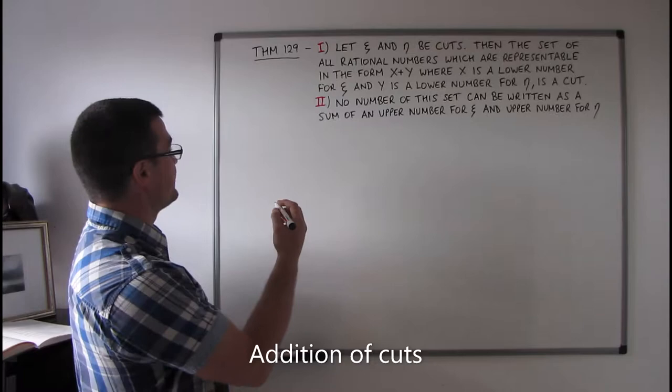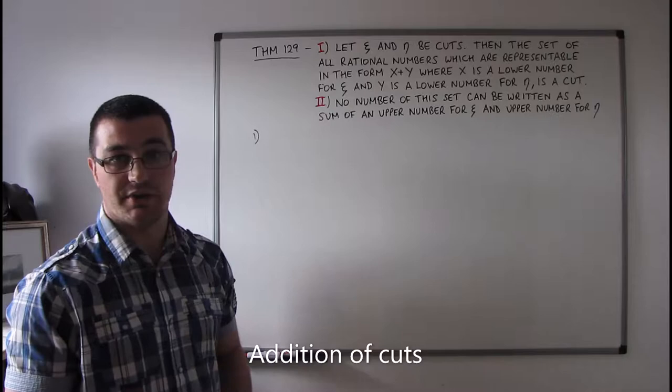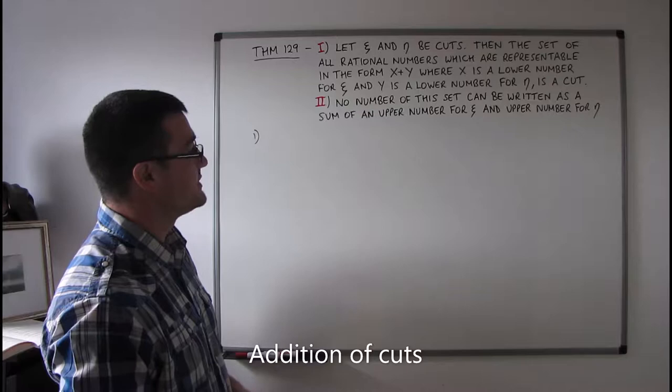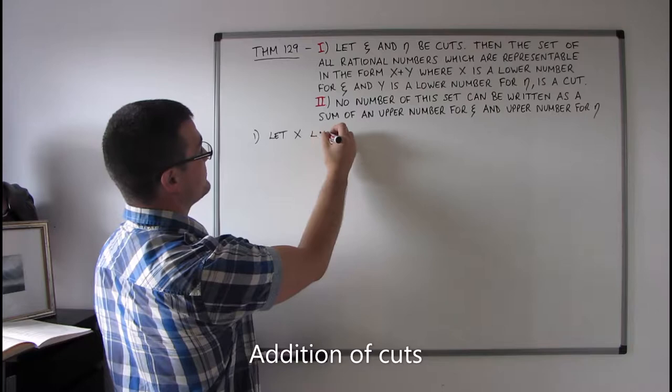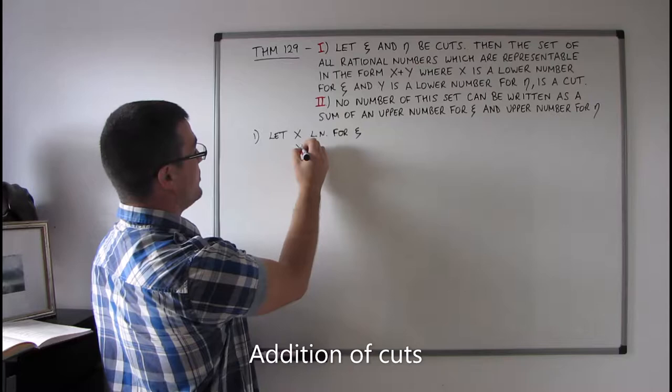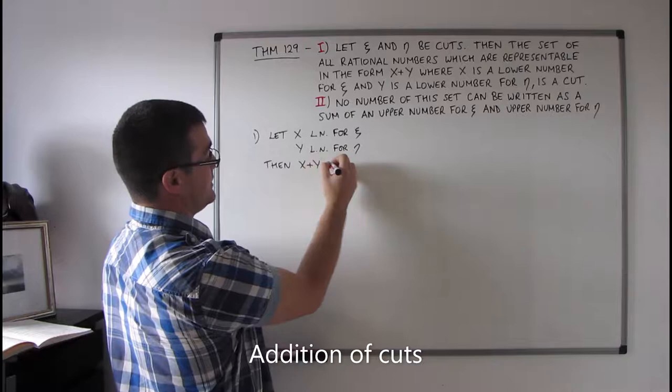So, for the first criterion, we need to show that the set is not empty, and we need to show that there is a rational number that is not in the set itself, so that it doesn't contain all rational numbers. So let's choose: let x be a lower number for psi, and y be a lower number for eta. Then x plus y is in the set.